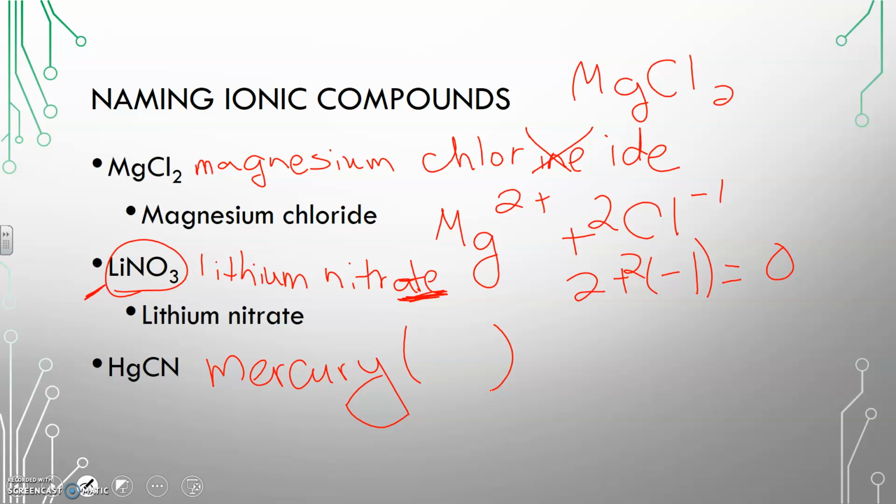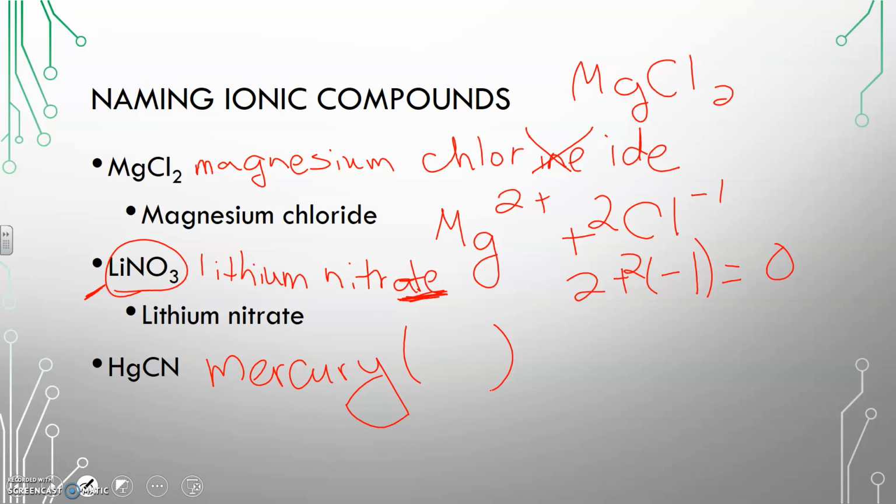Any element that you see in your compound that is from the transition metals has to have a Roman numeral. And remember, the Roman numeral tells you what charge is on that atom. It doesn't tell you how many there are, it just tells you what the charge is.